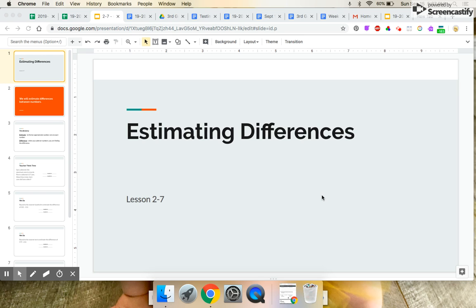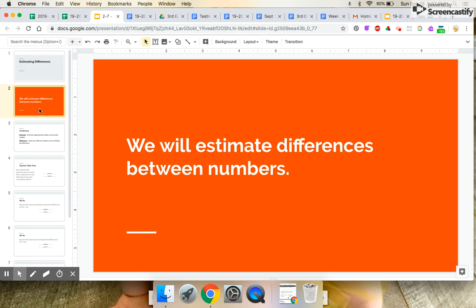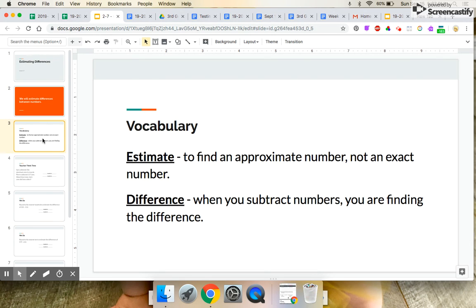In this video, we're going to look at estimating differences. So we will estimate differences between numbers using rounding again.